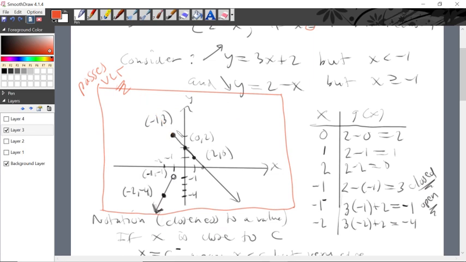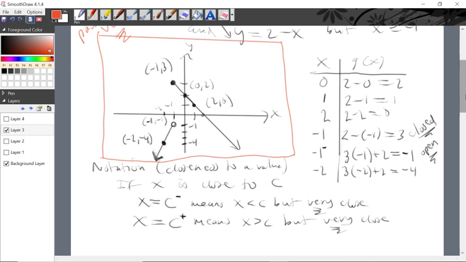This passes the vertical line test. It even passes the vertical line test here. Notice that if we were to draw the vertical line right here, it still passes because it only actually hits the graph at this location. It doesn't hit the graph here because it's open. Okay. All right, so here's your complete graph for that g of x.